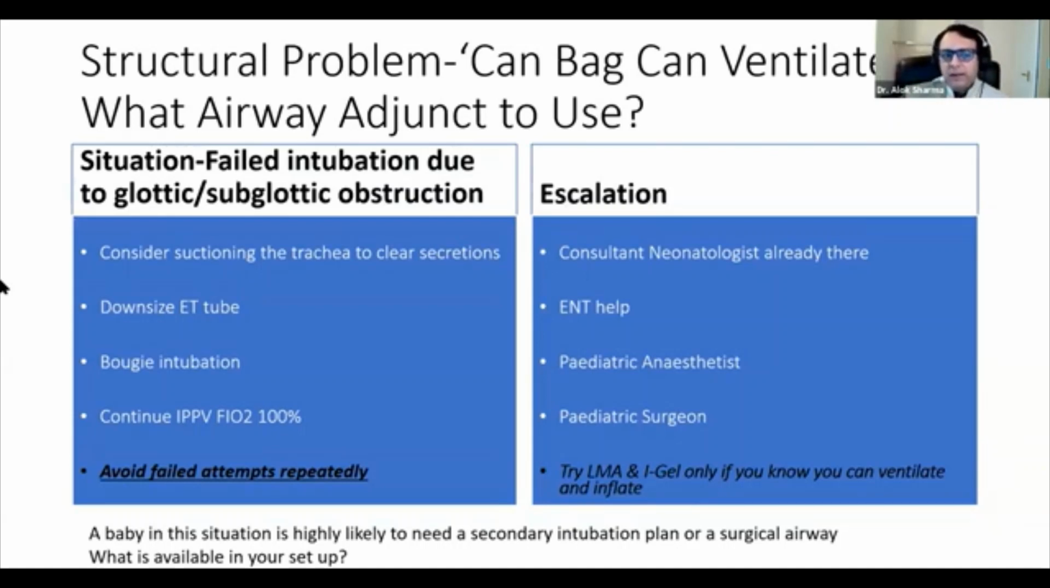For structural airway abnormalities, you need to call for help. And what I'd say is if you can see the glottis but can't pass a tube down, the question from your perspective is, do you need to suction? Is the trachea obstructed? Do you need to downsize your endotracheal tube, use one size smaller? Can you use a bougie to intubate, or railroad over a bougie if it's a very snug fit?